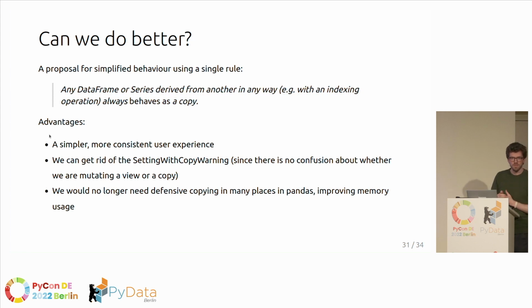On Monday, I think, there was a talk about the Data API consortium that tries to standardize APIs, so that it's easier to write code that works on multiple data frame libraries. And I think a behavior like this will make it much easier to ensure some standardization between different data frame libraries, because you cannot try to imitate the current behavior of Pandas on this topic.